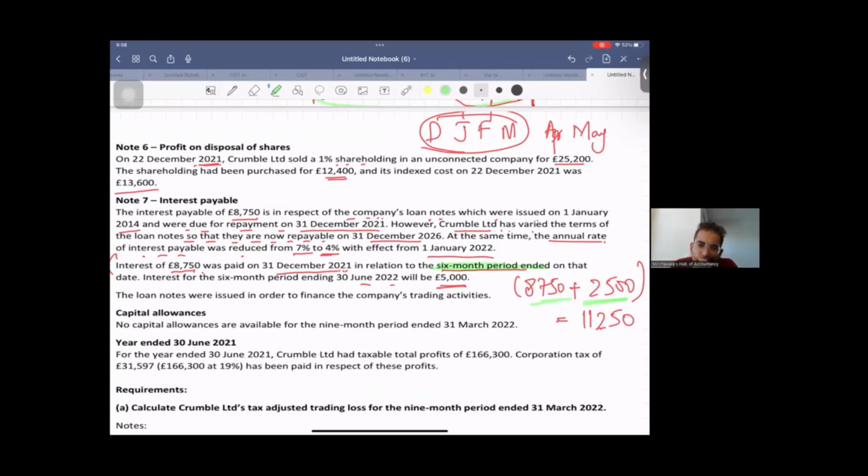Okay. Now wait one. Very important line. The loan notes were issued to finance the company's trading activities. The loan has taken for trading purpose. So yes, it is allowed from trading income. It is allowed from trading income P&L. Now one more dodge. It's conceptual.